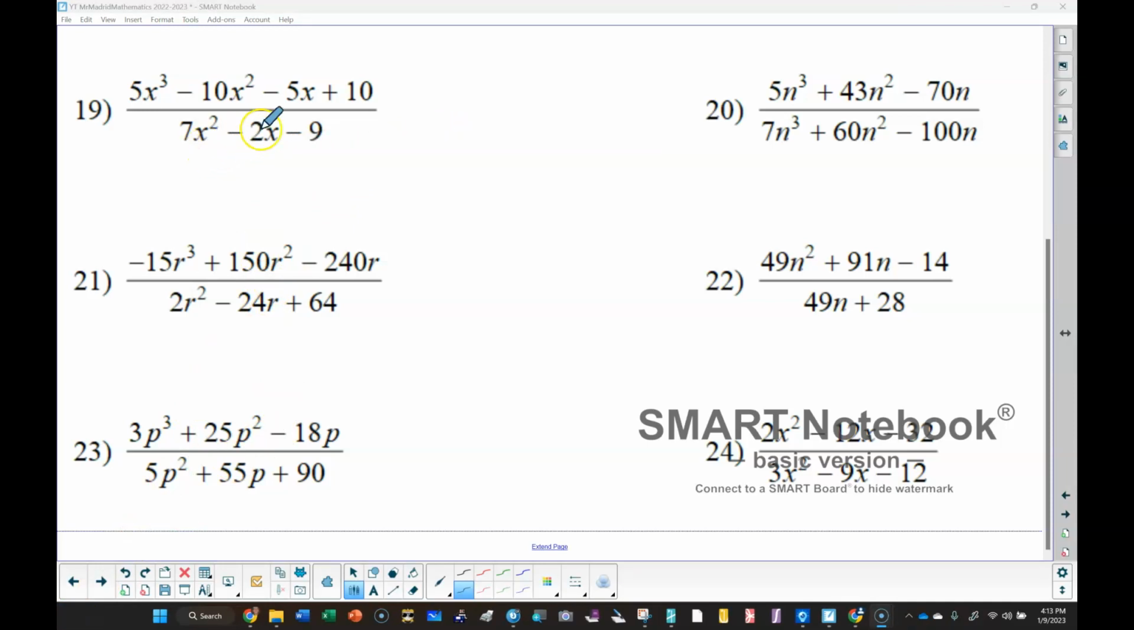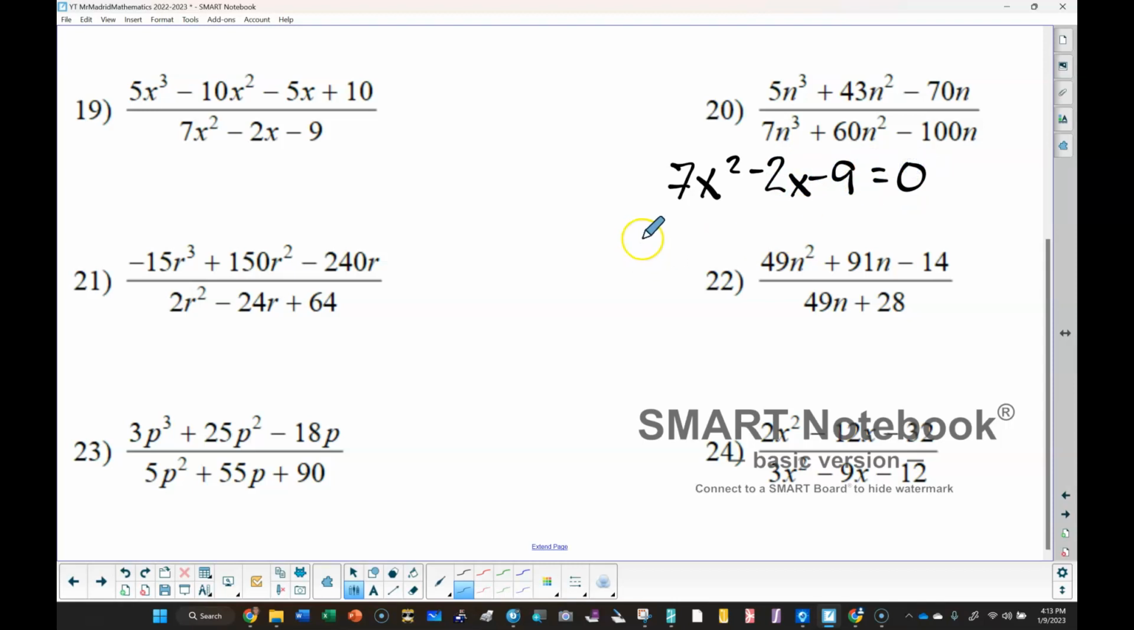Or at least you can't factor the other way, right? Because there's a 7 up here in the front. So let's go ahead and set that equal to 0. Seven x squared minus 2x minus 9 equals 0. In this case, I don't have too much room here, but here we go. I'm going to go 7x, x minus. Now this one's a little funkier.